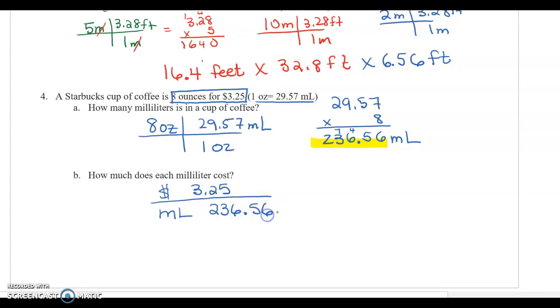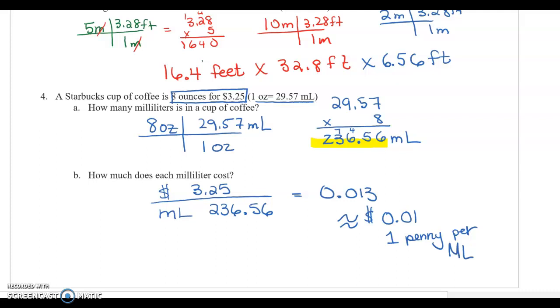This one's fairly ugly to do without a calculator, so I would grab a calculator when you're doing that. And you're going to get 0.013. So it's about a penny, 0.01, 1 penny per milliliter. So very little.